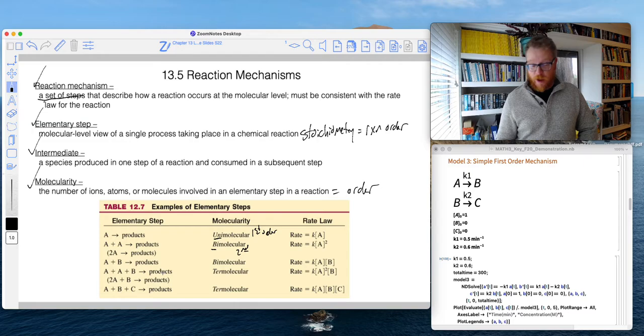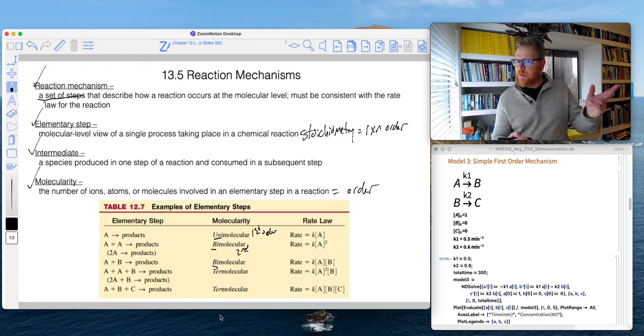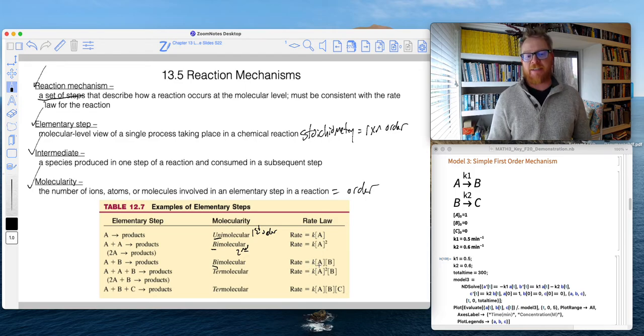Or we could also have a second order reaction in which we have A plus B, where it's first order in A and first order in B, giving us second order overall. Well, you can see that's two unimolecular reactants, so that would give us a bimolecular. Two molecules, A and B, collide and react. And of course, the rate law would be k times A times B, which would still be second order.